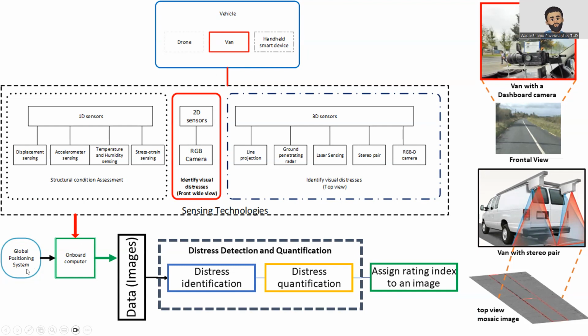So the idea is the position of the road is being captured by the GPS with an onboard computer along with the distance measuring unit, and the images are captured from the RGB camera. And using this RGB camera images, we will determine the pavement ratings, and then these pavement ratings would be assigned to each image.